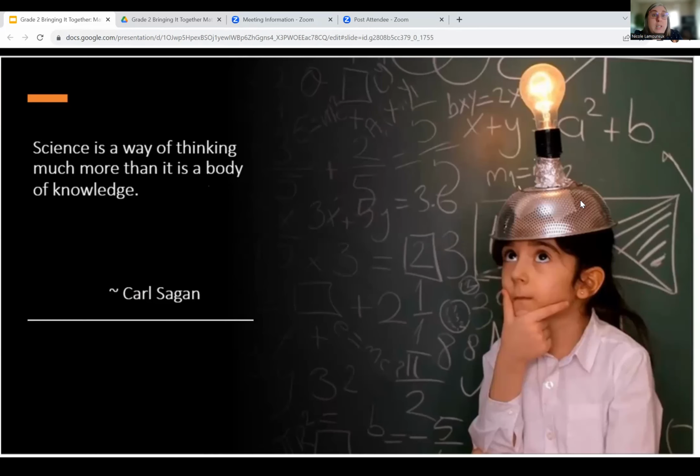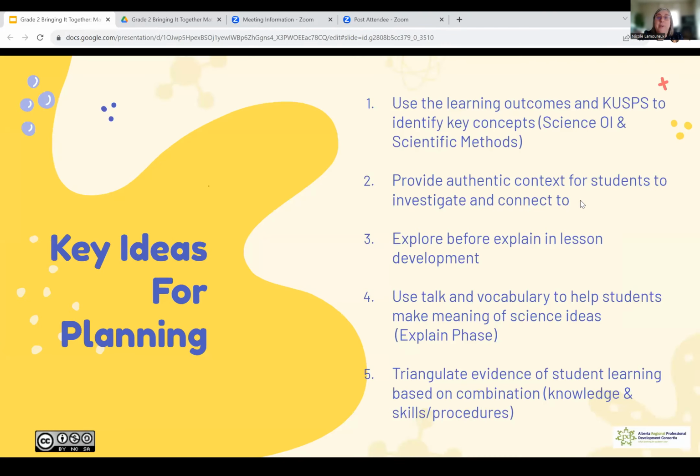So thinking about science as a way of thinking much more than it is a body of knowledge, that's exactly what I'm looking at when developing this resource. I didn't develop the curriculum. So these are the key ideas I'd like you to take away, and that's about planning for the new curriculum.